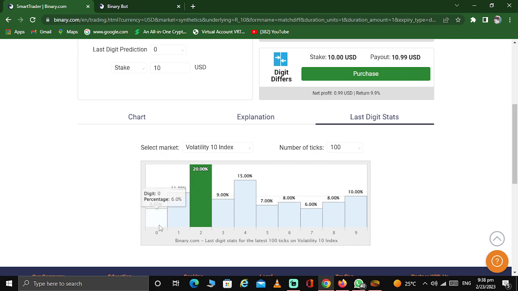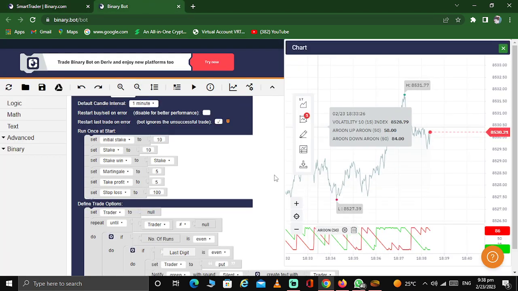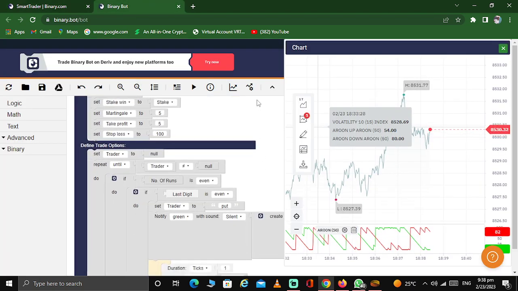So I'm going to use a prediction of 0. I'm going to use a prediction of 7. The other following least is 5. I'm going to use a prediction of 5 and 8. So we have 0, 5, 7, and 8. That's what I'm going to be using.